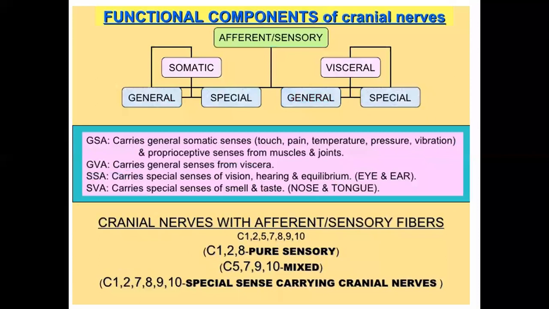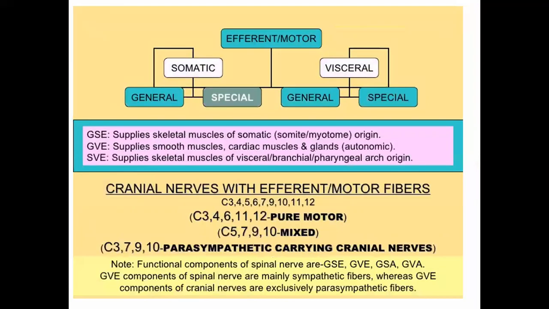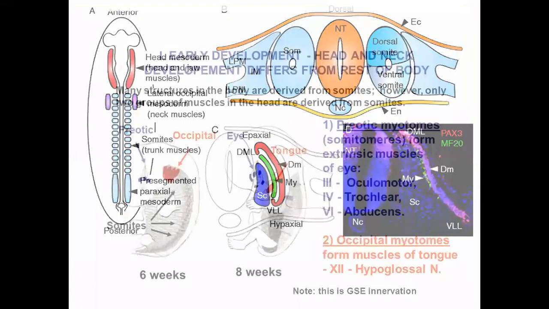Smell, yes. So which is the functional component? SVA. Special visceral afferent. Yes, special visceral afferent. That is a functional component of your olfactory nerve. Okay, now you should tell me the next cranial nerve and its functional component.